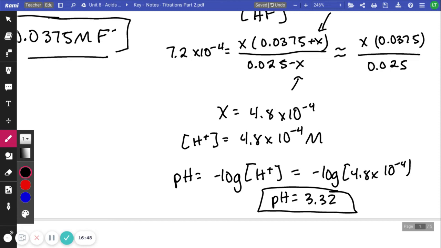These problems are like a marathon. There's a lot of steps. Some of them are easier than others, but yes, there are a lot of steps involved in these problems for sure.